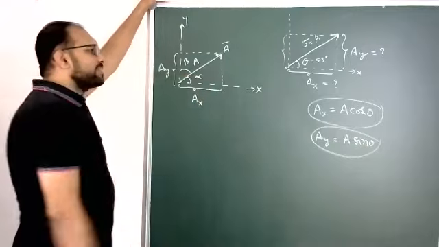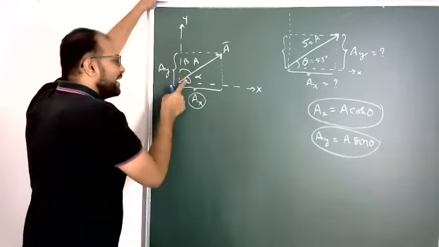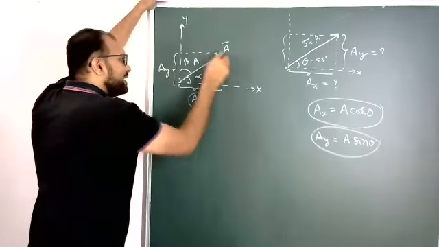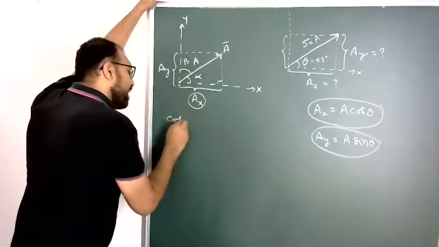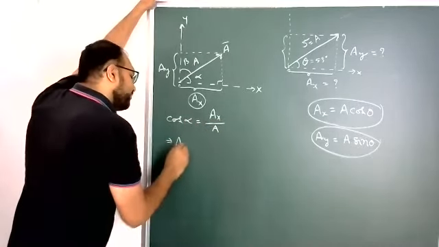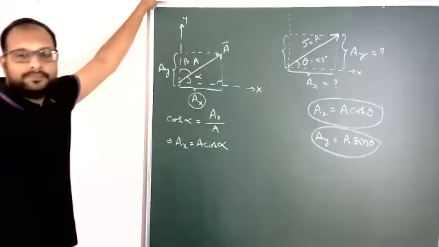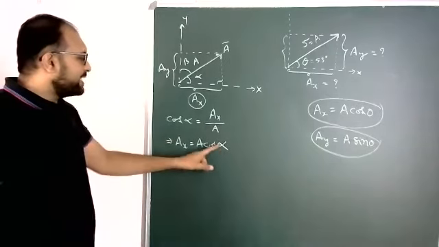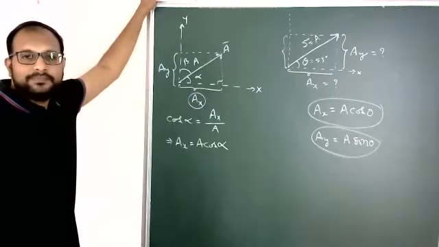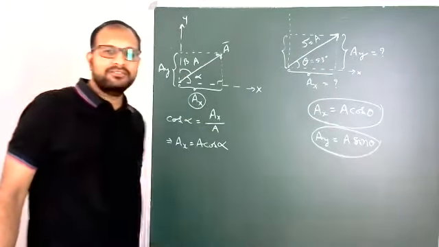Yes, from the same previous concept. Suppose we need Ax. Yes, here, A we know. In this right angle triangle, cos alpha equals Ax divided by A. Therefore, Ax equals A cos alpha. Here, alpha is the angle made by the vector with the x-axis. Now come to the y component. Yes, the y component we have already calculated, that is A sin theta.